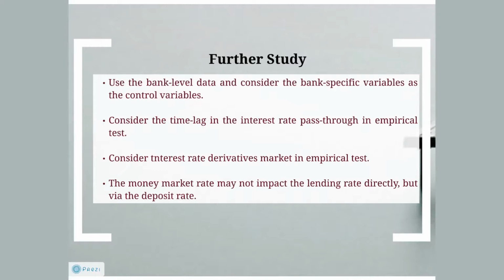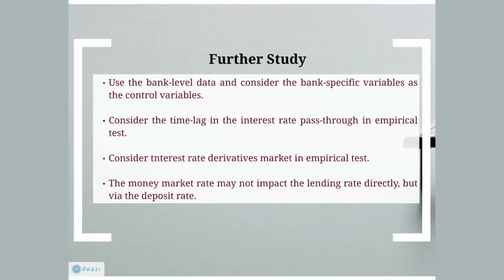And number 3, I think that in a lot of emerging and developing countries there is an interest rate derivative market. If the banks can use interest rate derivatives, they can hedge the interest rate risk. So if a country has an interest rate derivative market, maybe it will affect the general interest rate pass-through.